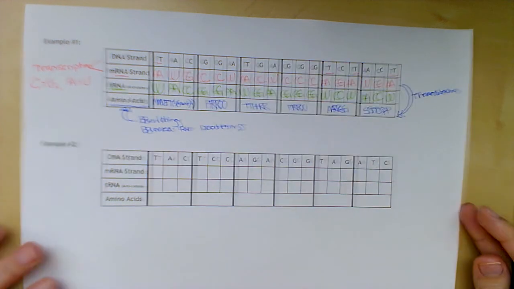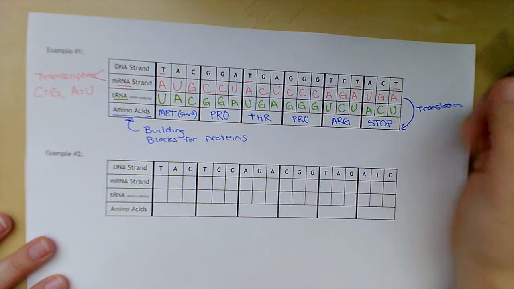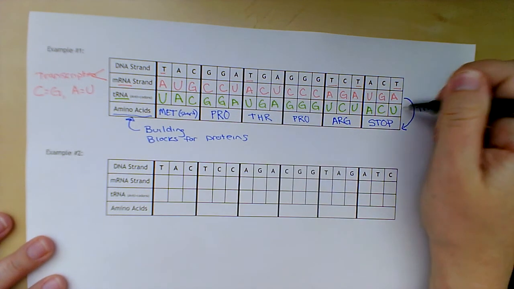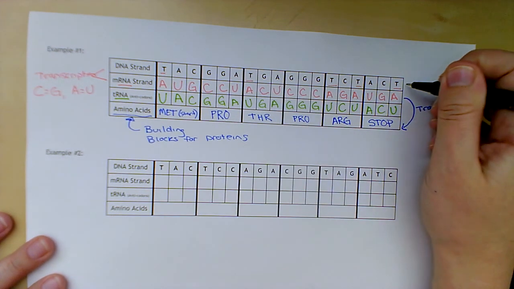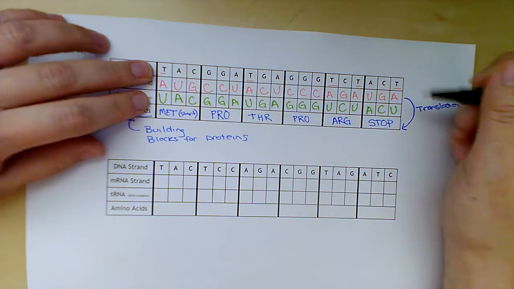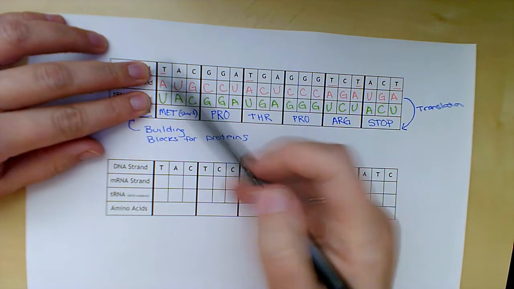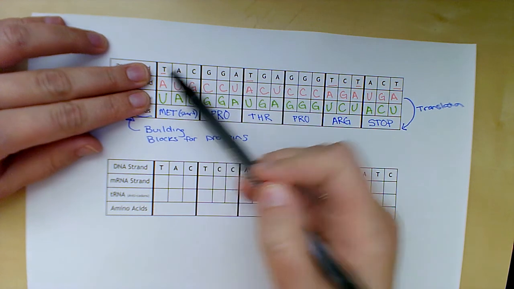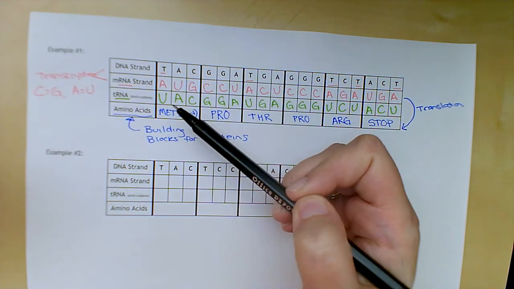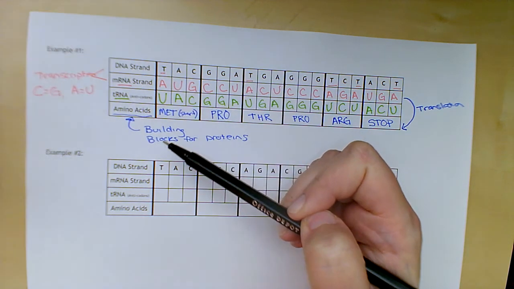Okay, a couple things you should be noticing. If I compare my tRNA strand back to my DNA strand, you'll notice it's pretty much the same sequence with one exception. Anywhere we had T's up here in DNA, we have replaced with U's. Everything else should be the same.